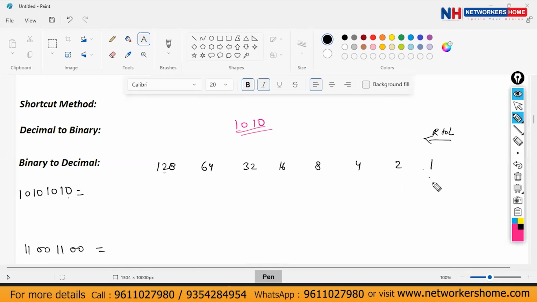Means 0101. And if there are places remaining, you can write zeros. And now if you add 8 plus 2, this is 10. So this is the binary to decimal and decimal to binary conversion.